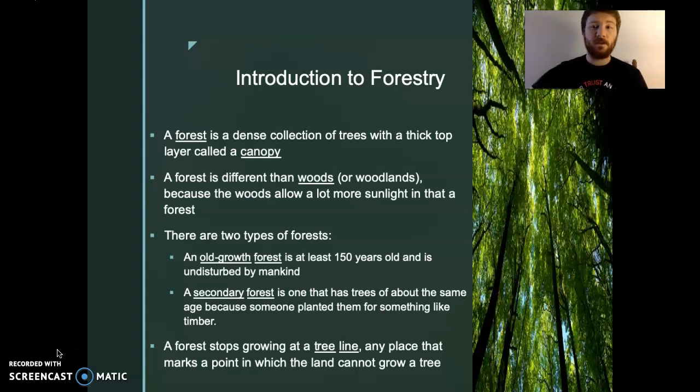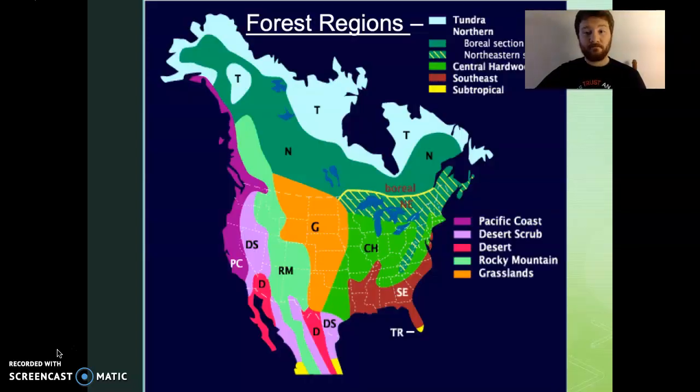A forest stops growing at a tree line, a place which marks a point in the land which a tree cannot grow. And tree lines happen for all sorts of reasons. Sometimes the soil's too sandy, so the line between maybe an oasis and a desert where a tree just can't grow anymore. Or sometimes it's just too cold. So there's a point where it's a little bit warmer, then there's a point where it's just far too cold for the tree to grow. So a tree line can happen for a couple different reasons.